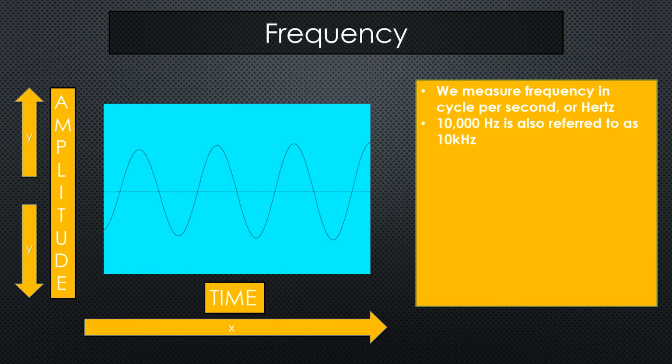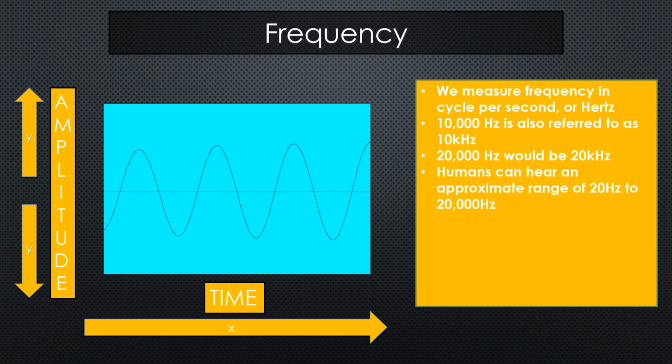10,000 hertz would also be referred to as 10 kilohertz. 20,000 hertz would be referred to as 20 kilohertz. So we will sometimes say hertz, sometimes we will say kilohertz. Humans can hear a range approximately from 20 hertz to 20,000 hertz. That being said, very few people can actually hear that full range, but that's sort of our textbook definition.